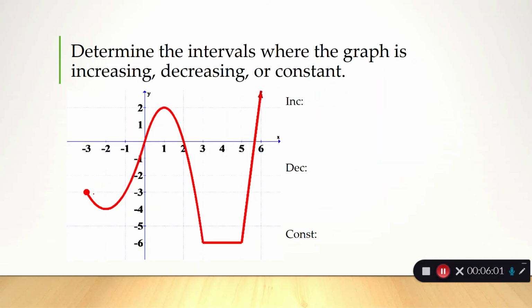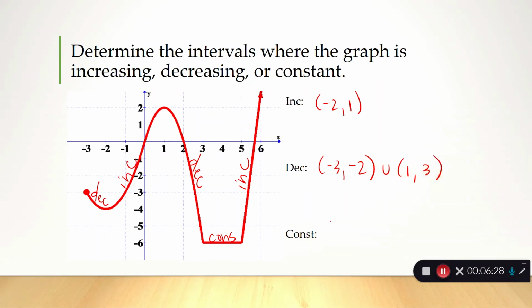Just like before, I am going to label my graph where it's decreasing, where it's increasing, and where it's flat. All right, we have a definite endpoint at -3. So from -3 to -2, we're decreasing. Then we increase. Then we decrease again. We're flat, which means we're constant. And we increase. Two things I want to point out: where one interval ends, the next one starts, and we put a U or a comma between our intervals. The last one ends at infinity because there's an arrow there.